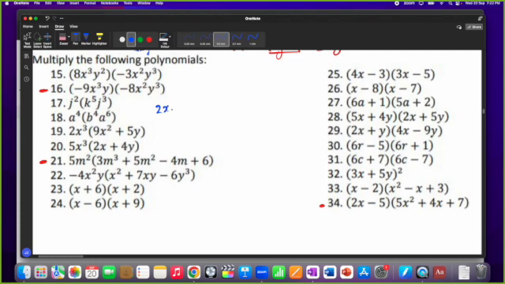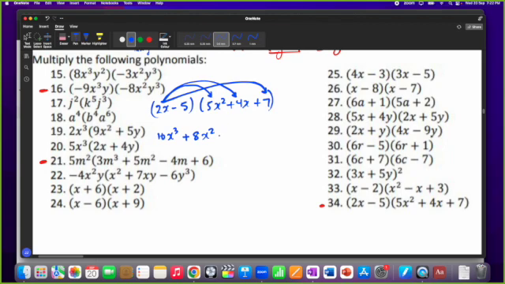Last one, 2x minus 5 multiplied by 5x squared plus 4x plus 7. Again, I'll just tackle it the same way. I'll take this 2x and multiply it by everything first. So 2x times 5x squared. So 5 2s are 10x cubed. 2x multiplied by 4x is plus 4 twos are 8x squared. 2x multiplied by 7 is plus 14x.